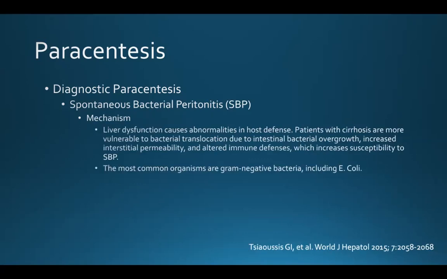This occurs because patients with liver dysfunction have abnormalities in host defenses. Patients with cirrhosis are more vulnerable to bacterial translocation due to intestinal bacterial overgrowth. They also have increased interstitial permeability and altered immune defenses, which increase the susceptibility to SBP. The most common organisms are gram-negative bacteria, including E. coli.